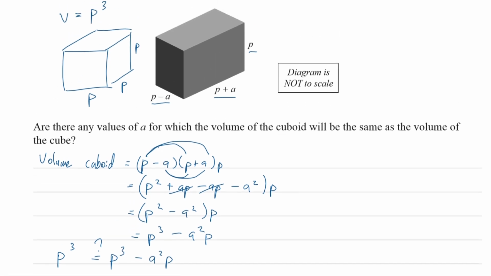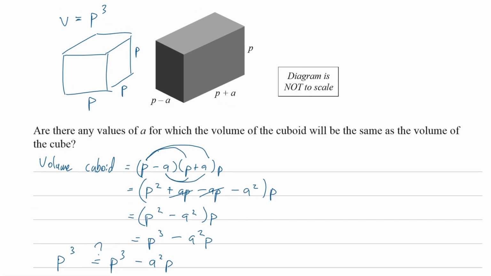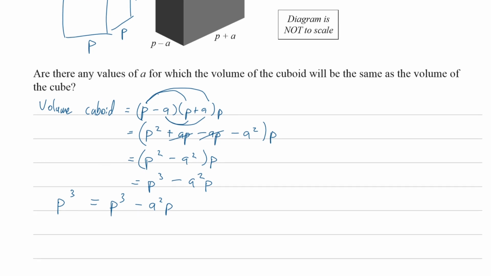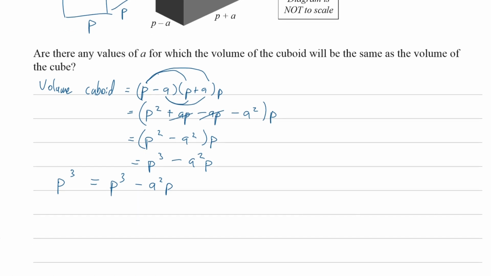Now remember, this cuboid is just defined as having some number added to one length and that same number subtracted from the width. And the height remained the same. So let's now solve this equation. We could subtract p cubed from both sides, and we're left with 0 equals minus a squared p.